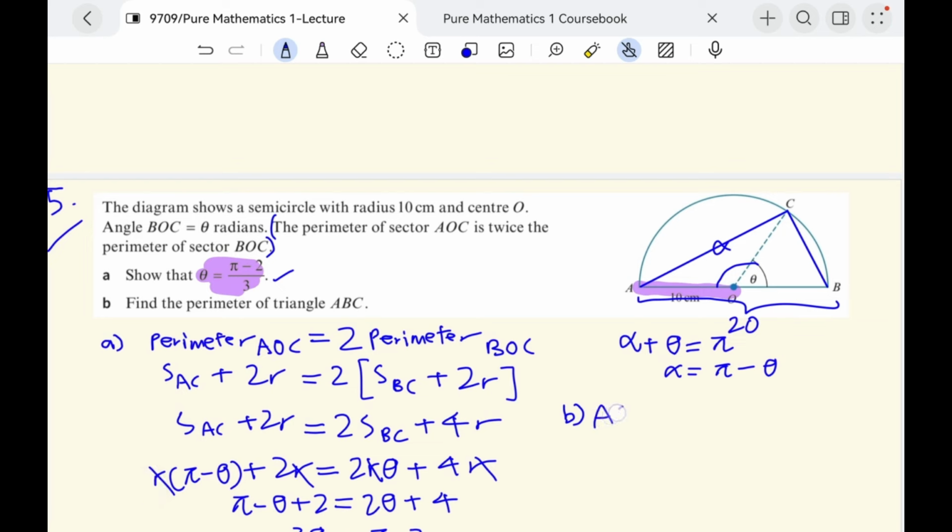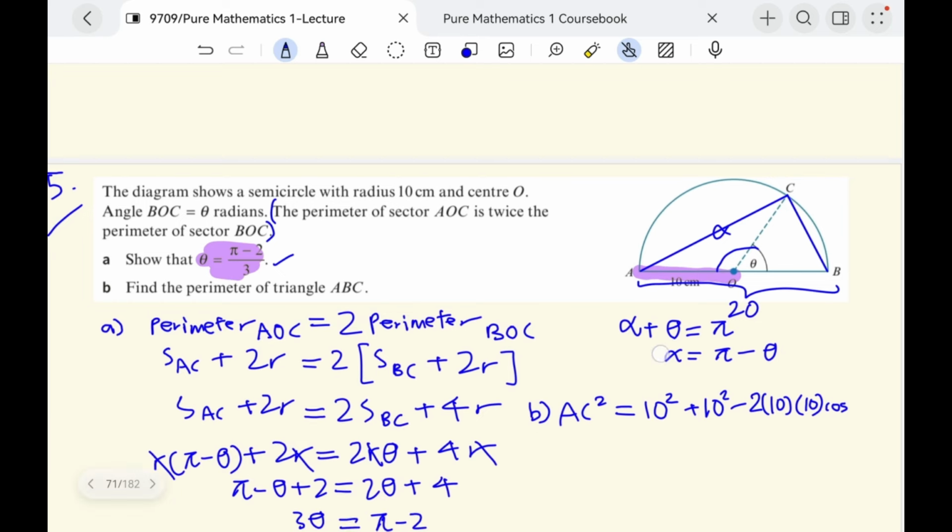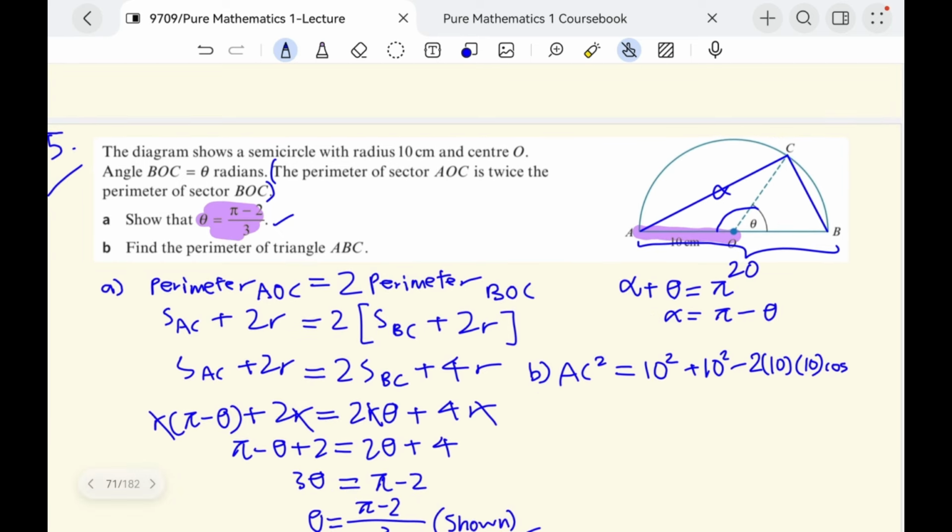To find the AC, you should use your cosine rule, which is 10 squared plus 10 squared minus 2 times 10 times 10 cos of this angle alpha to get your AC. Cosine of what? What is alpha?